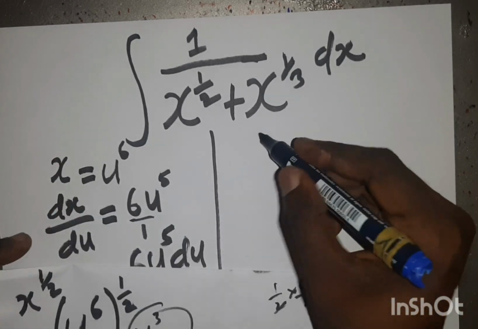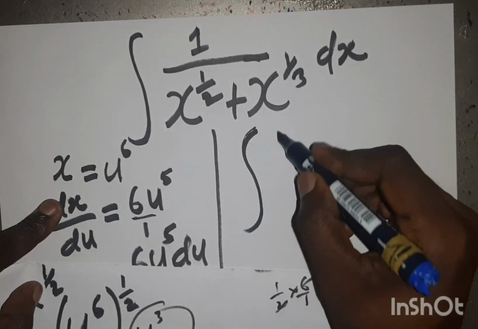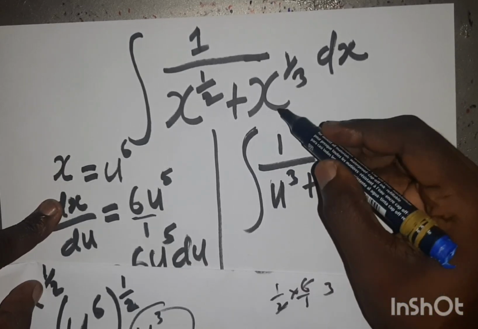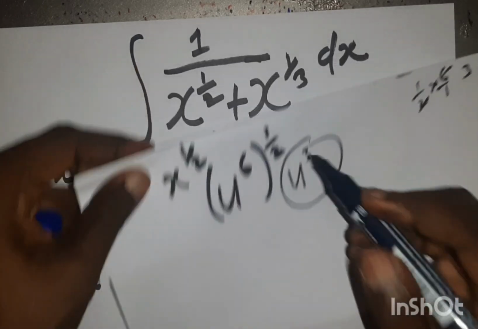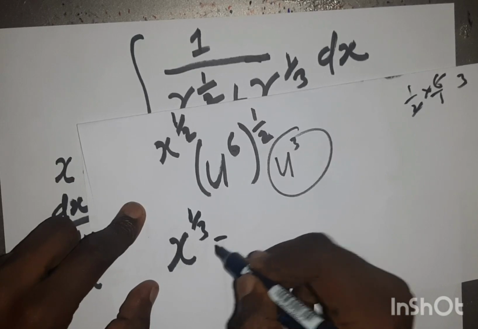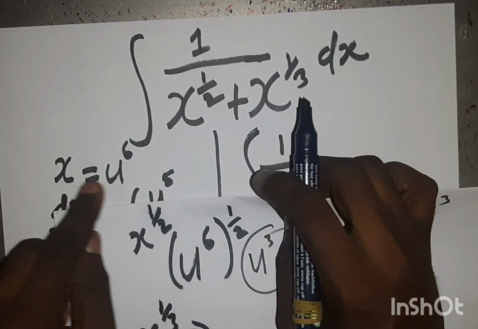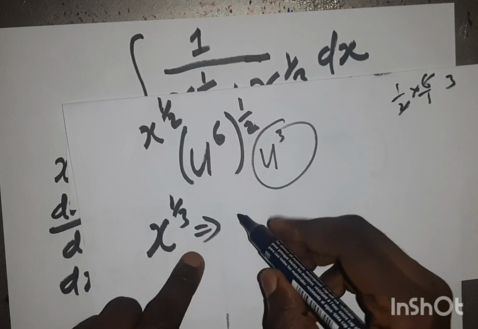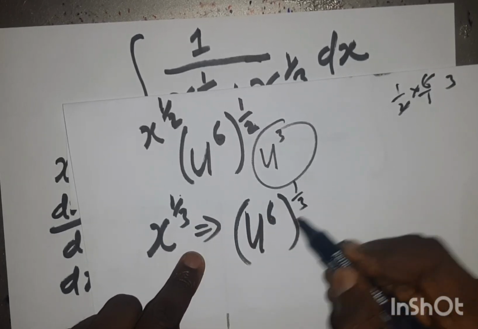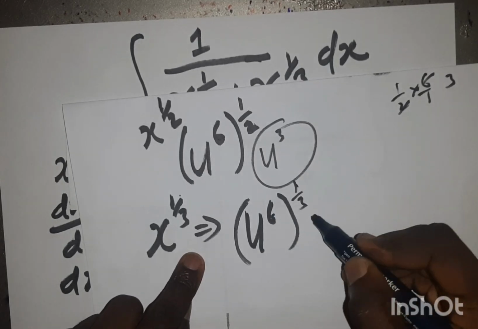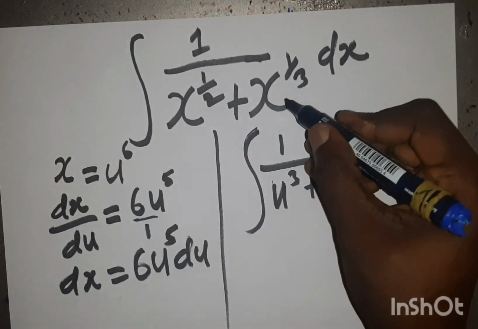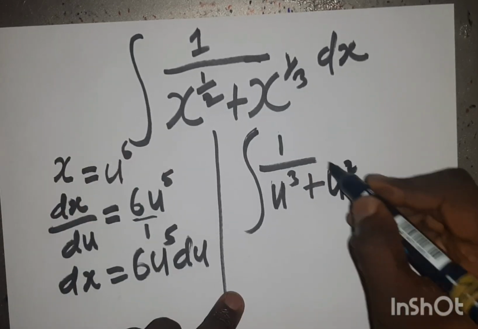So I now have the integral of 1 over u raised to the power 3 plus, and I'm going to do the same thing for this one here. For x raised to the power 1 over 3, we know that x equals u raised to the power 6, so I'm putting in u raised to the power 6. Of course, I still have my 1 over 3 as the power outside, and then 6 times 1 over 3 is 2. So I'm going to get u raised to the power 2. So this now becomes u raised to the power 2.